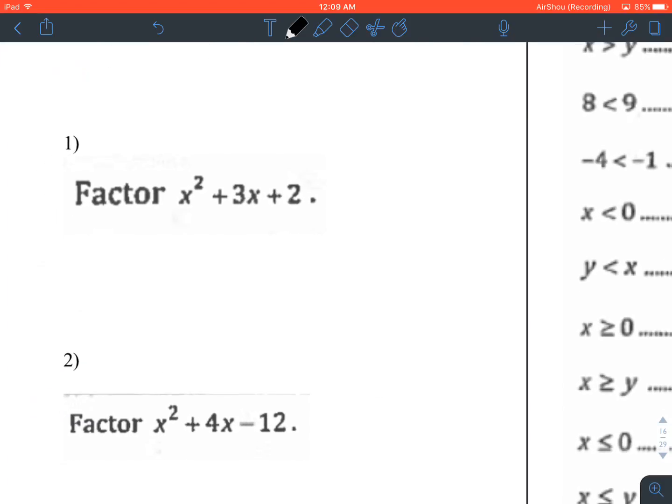So number 1, this is a trinomial. Is it a perfect square trinomial? To be a perfect square trinomial, the first term has to be a perfect square, which it is. The third term has to be a perfect square, which it is not. This is going to factor into 2 binomials.